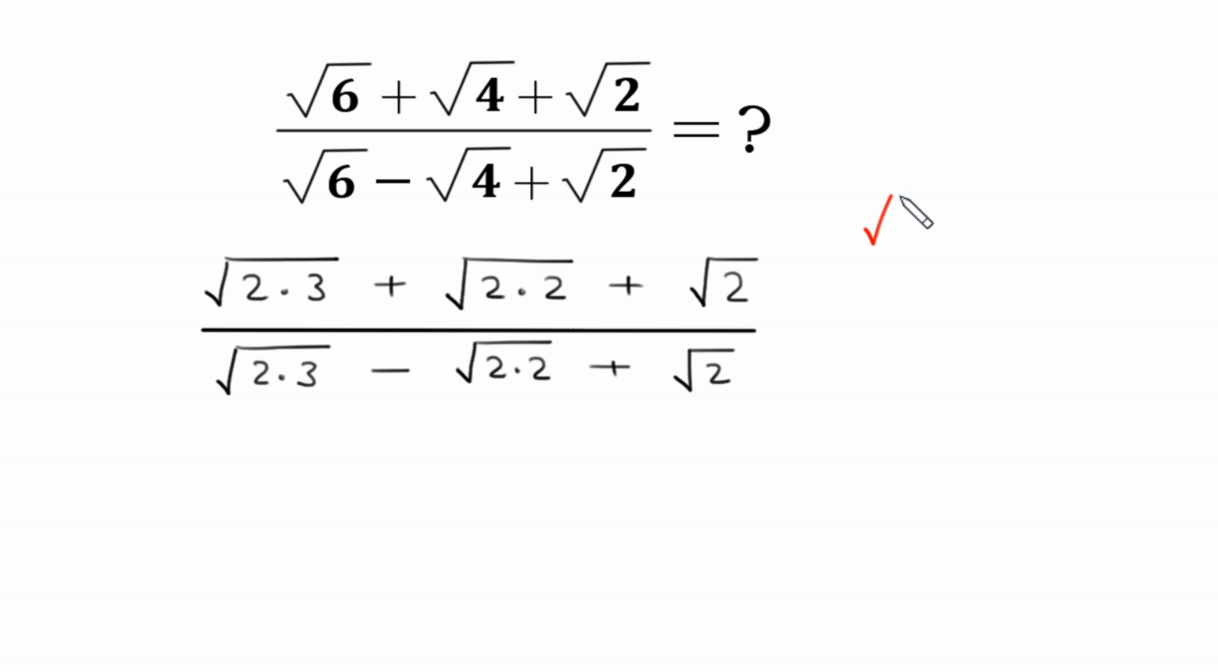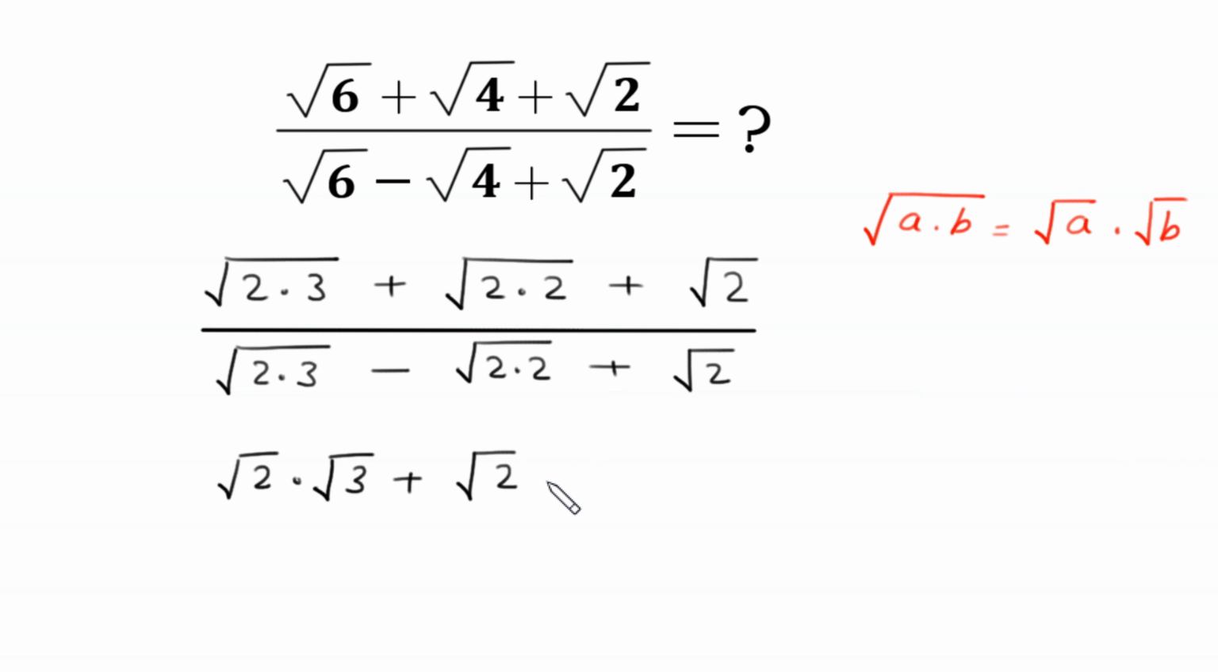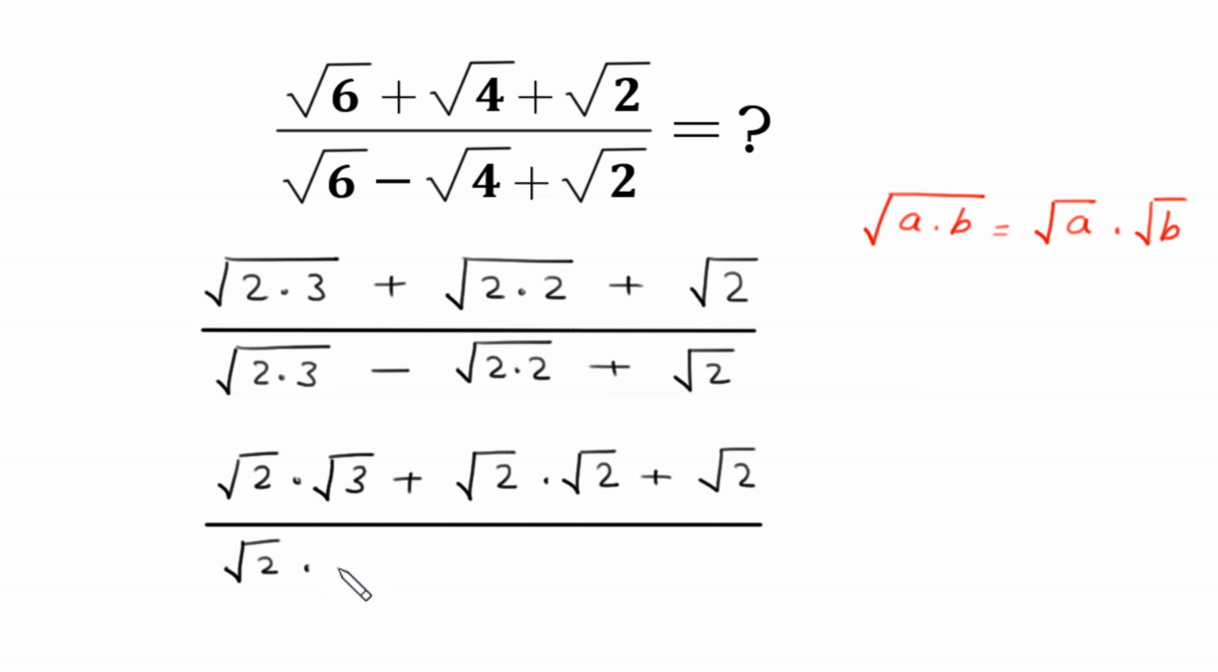Now by using this property, square root of a times b is equal to square root of a times square root of b, this square root of 2 times 3 will become square root of 2 times square root of 3, plus this square root of 2 times 2 will become square root of 2 times square root of 2, plus this square root of 2, divided by square root of 2 times square root of 3, minus square root of 2 times square root of 2, plus this square root of 2.